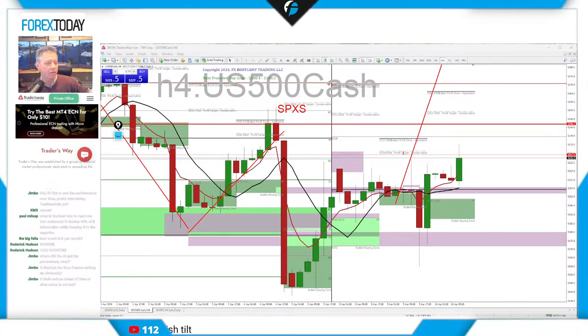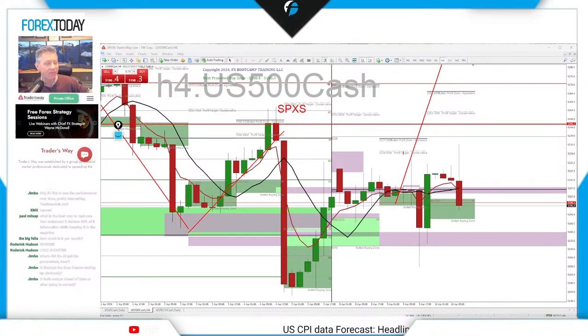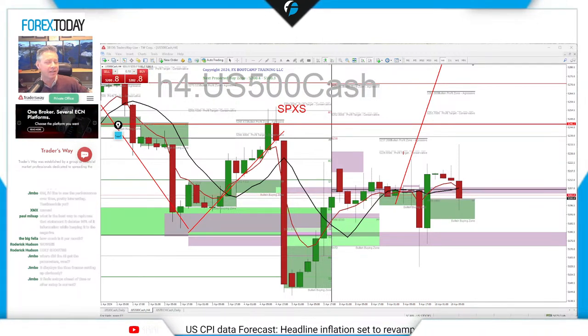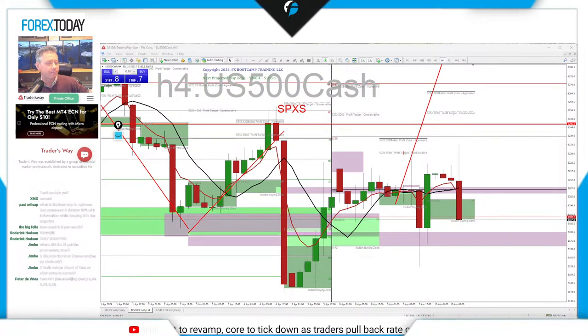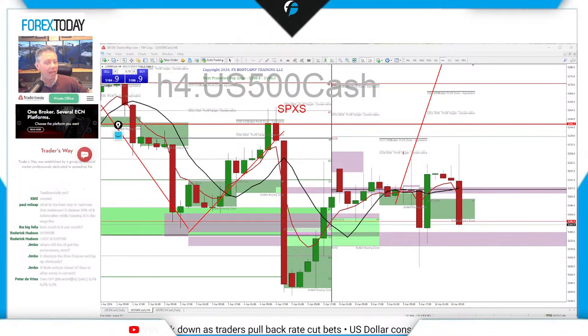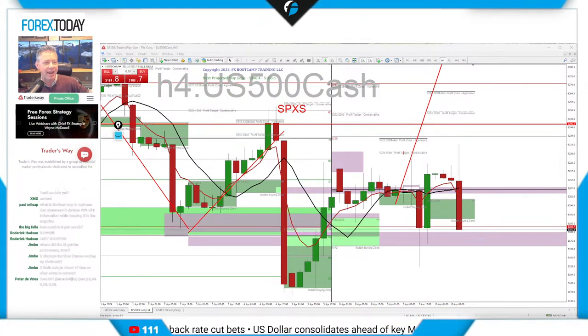All right, let's see. It's happening. It's coming out. It's coming out. And 3.5. It's even worse. Oh, my God. It's even worse. 3.8 core. Oh, my God. It's nasty. 0.4, 3.5. Oh, it's nasty.